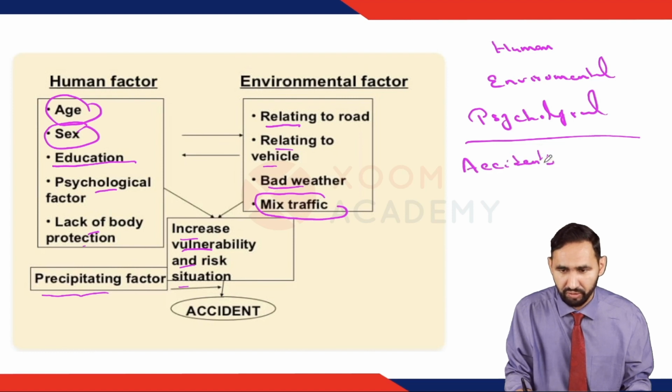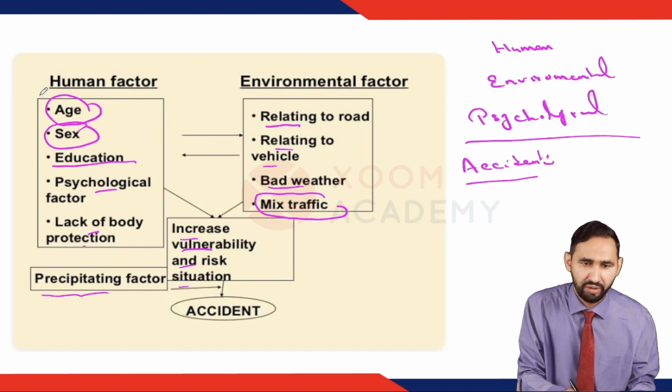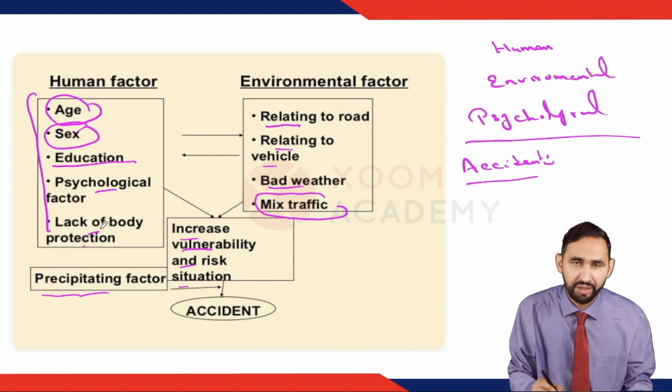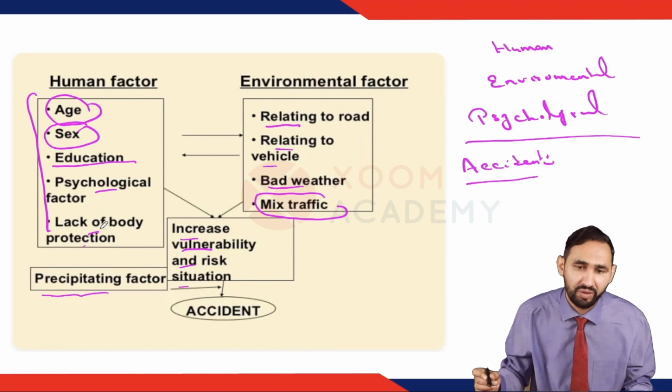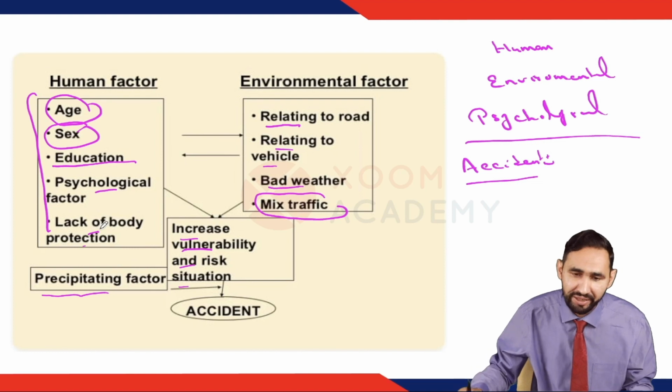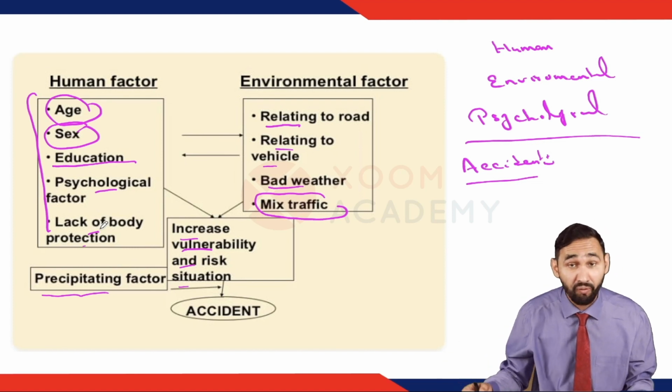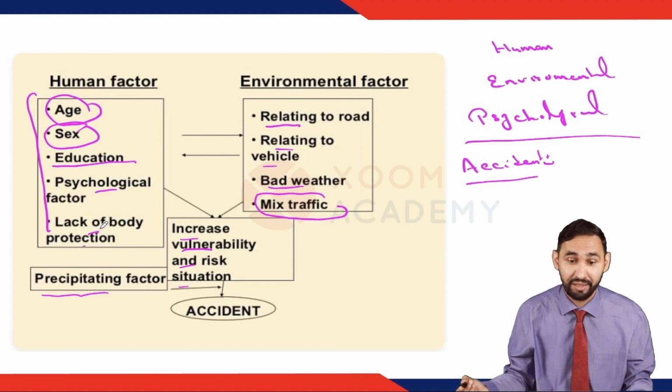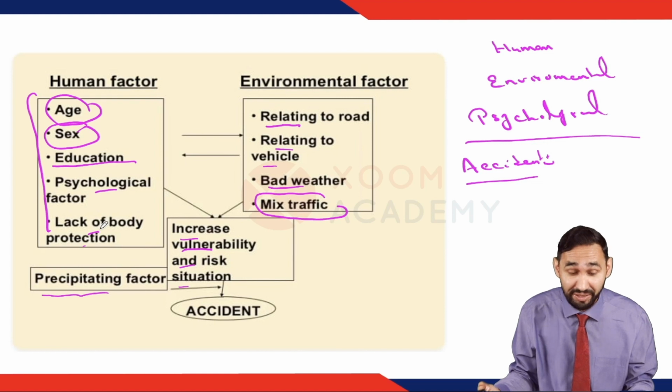So we need to control all of them. We need to train our human beings. We need to control anxiety. We need to control depression. We need to maintain vehicles. We should avoid driving during bad weather or during the night. We should improve our infrastructure. We should counsel the person. We should treat mental illness.